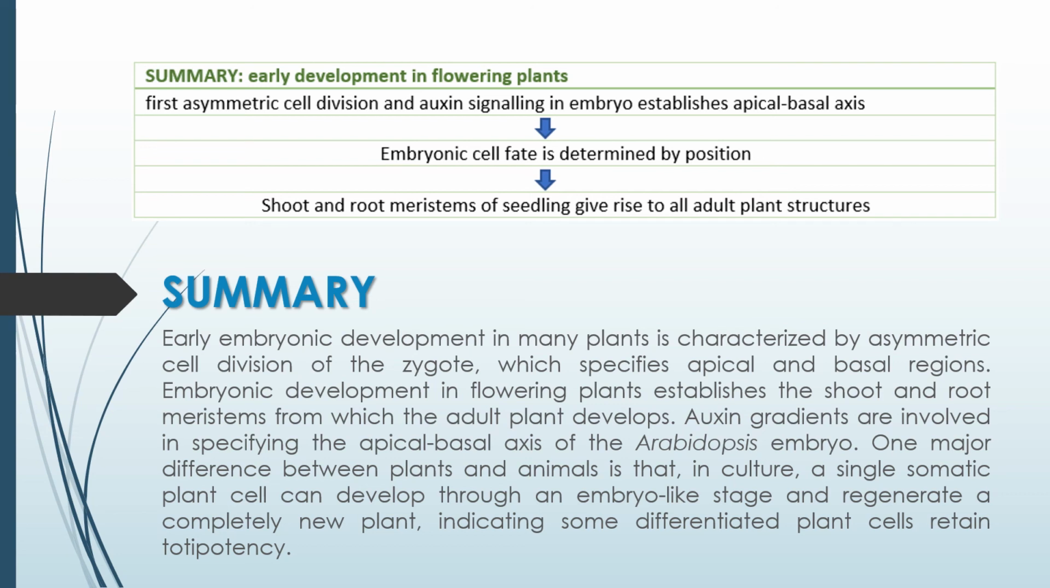Embryonic development in flowering plants establishes the shoot and root meristems from which the adult plant develops, and auxin gradients are involved in specifying the apical-basal axis of the Arabidopsis embryo. One major difference between plants and animals is that in culture, a single somatic plant cell can develop through an embryo-like stage and regenerate a completely new plant, indicating that some differentiated plant cells retain totipotency. Okay?